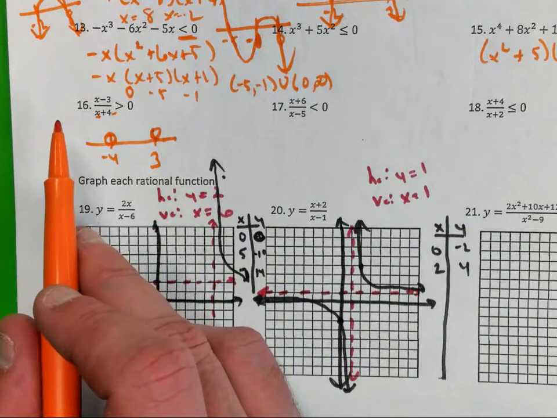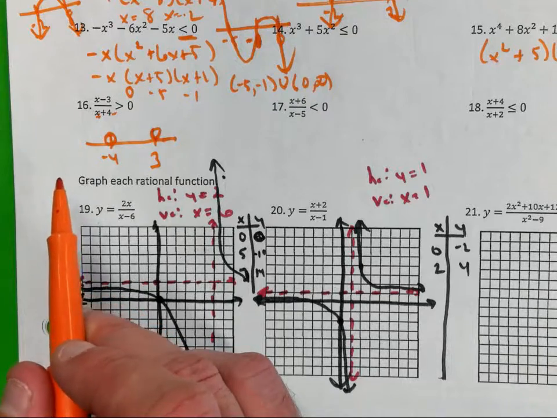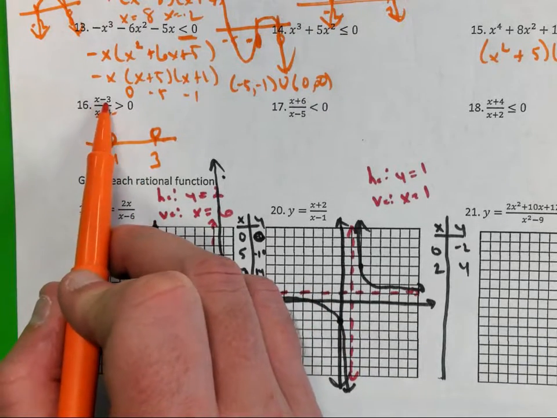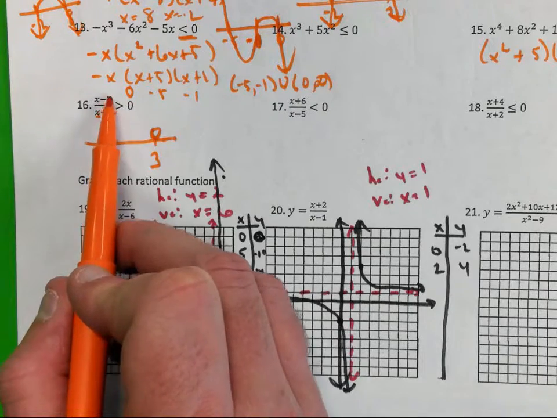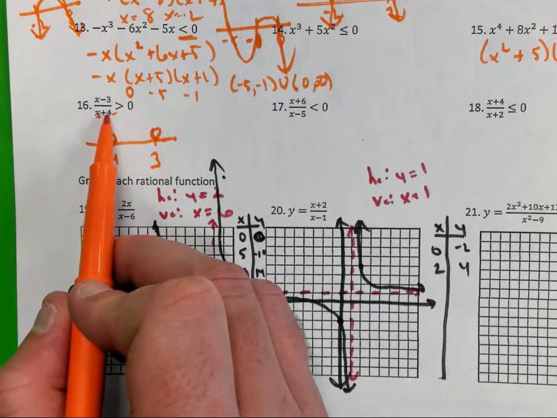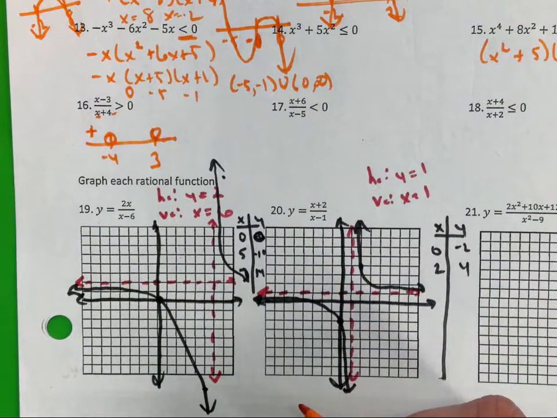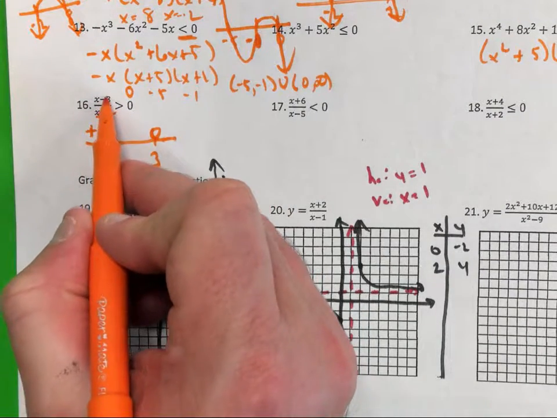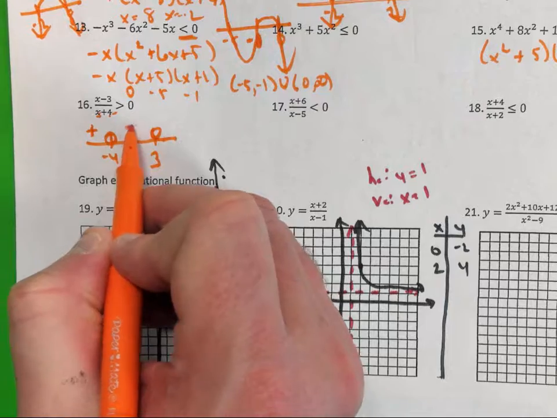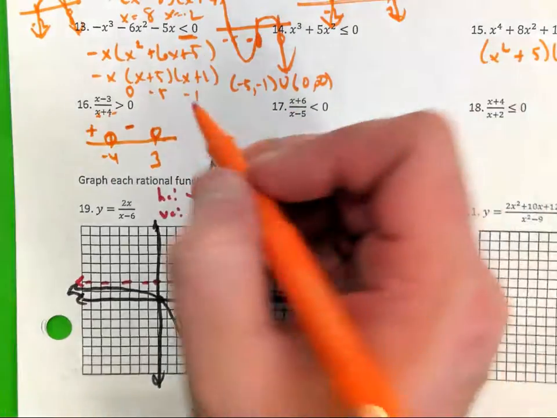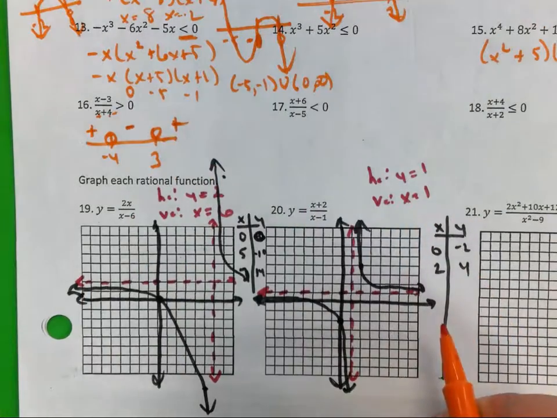Now, I'm going to pick a number to the left of negative 4, which is negative 5. Remember, we're only worried about the sign, not the actual value. So if I take negative 5 minus 3, that would be a negative number. Negative 5 plus 4 would be a negative. What's a negative divided by a negative? So I'm going to put a positive there. I plug 0 in. That gives me negative 3 over 4, which would be a negative value. I plug in 10. That gives me a positive value.